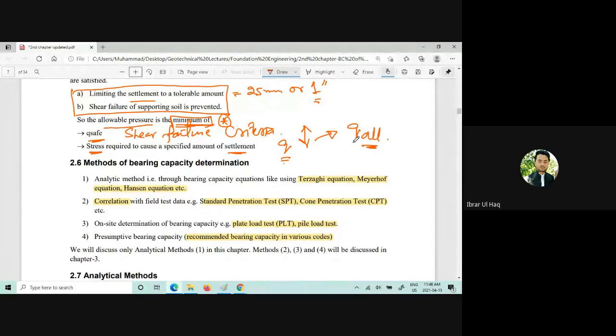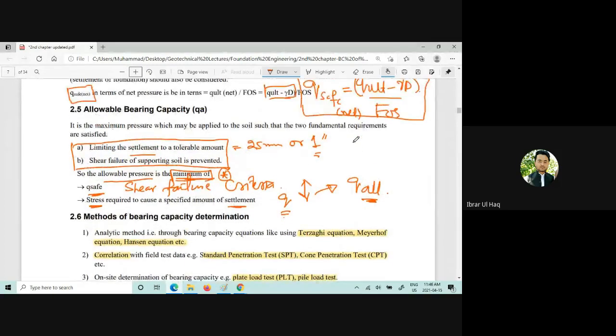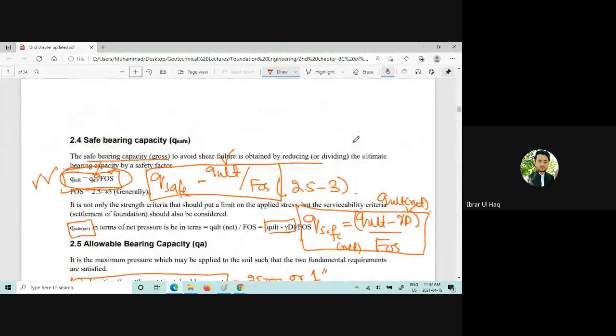Yes, sir. Sir, what do Q gross and Q net tell us? Q gross is the gross pressure which is applied. For example, how many stories are there? What would be the weight of the foundation? And the weight of the backfill, and the area on which that pressure is applied. So it is the total or gross pressure which is exerted onto that soil.